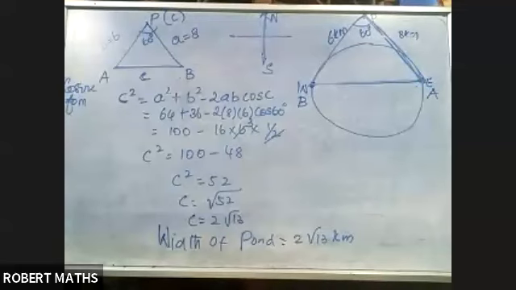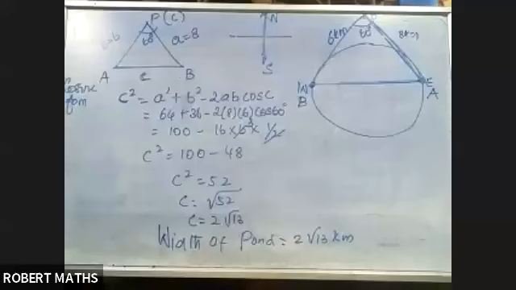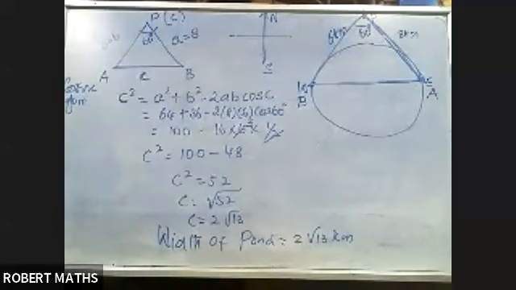The next problem. Two Navy helicopters, capital A and capital B, are flying over the Bay of Bengal at the same altitude from the sea level to search a missing boat.